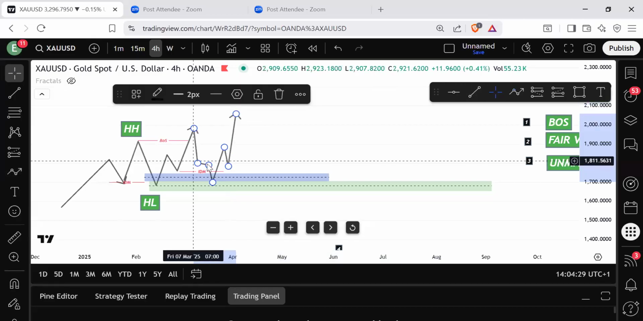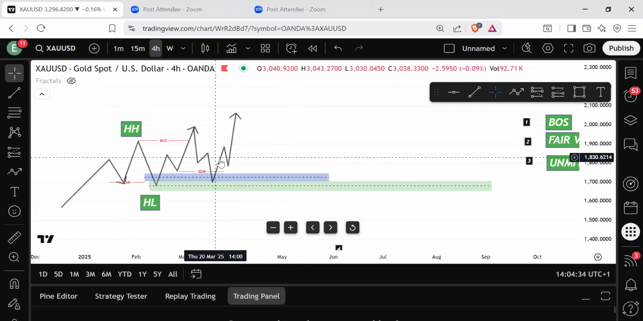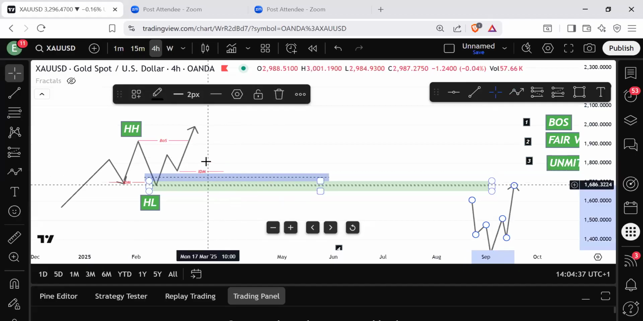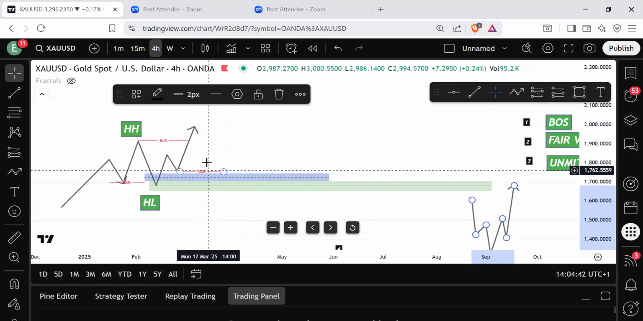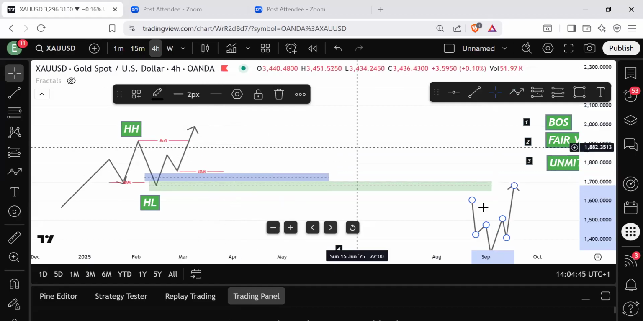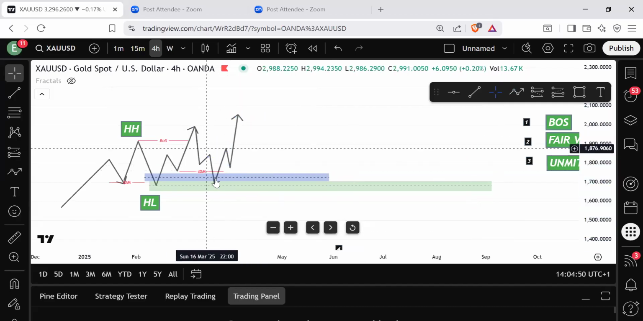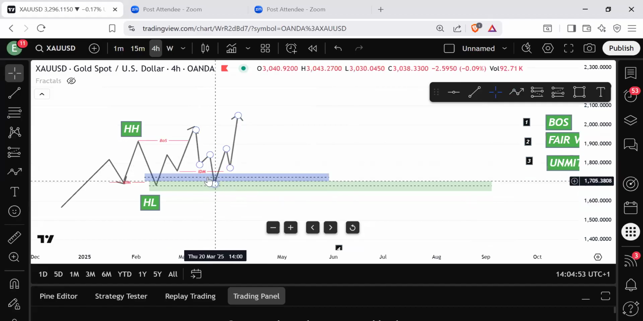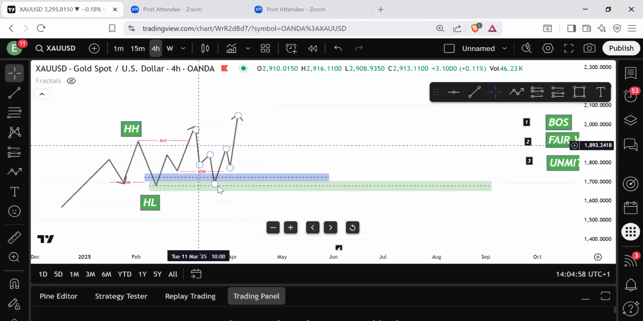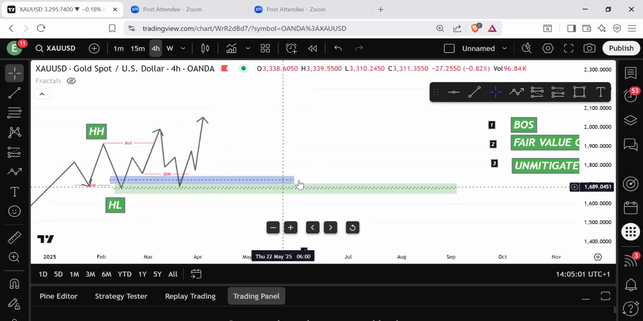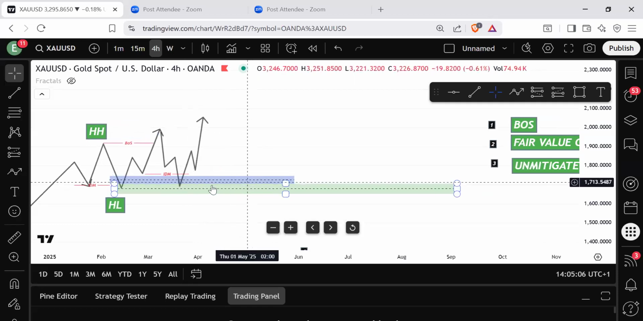Explain that again. So this zone, once price revisits this area, we can no longer use it. So let's say we have something like this. Maybe price comes there and bounces. Once this has happened, this zone is no longer valid. We cannot use it again.